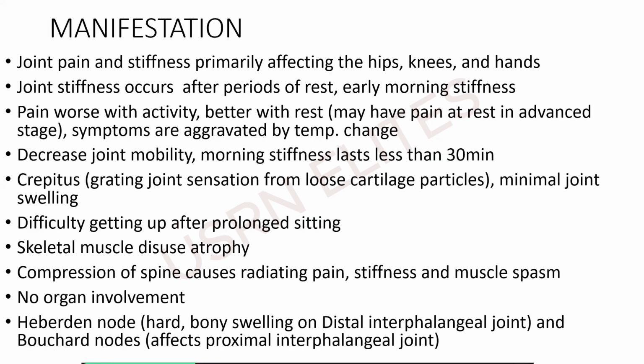So what are the manifestations? Joint pain and stiffness primarily affect the hips. That is the weight bearing. So once you get to know osteoarthritis, we are looking at the weight bearing joint. It means that this one, together with rheumatoid arthritis, will have similar management, especially when it comes to exercise.